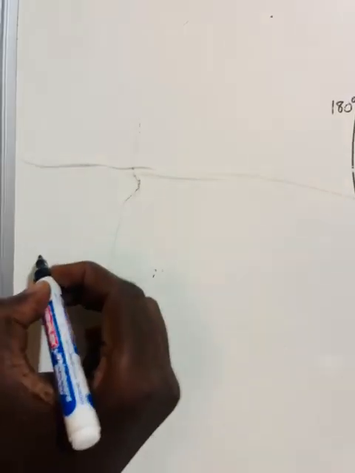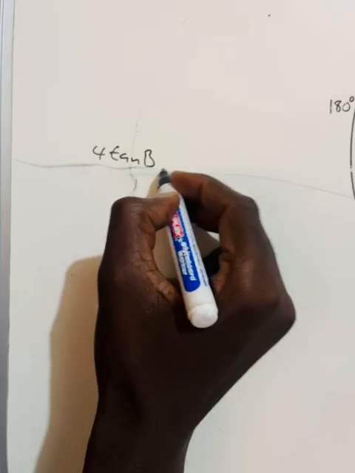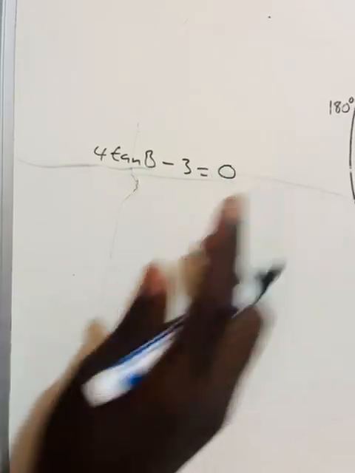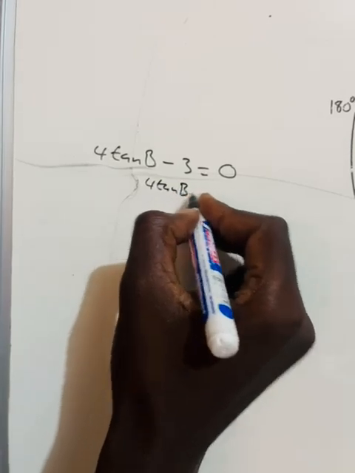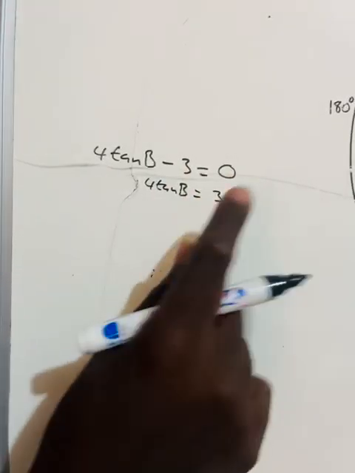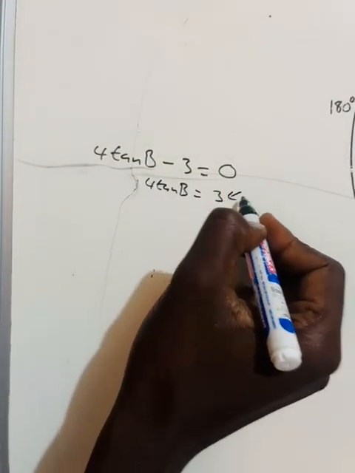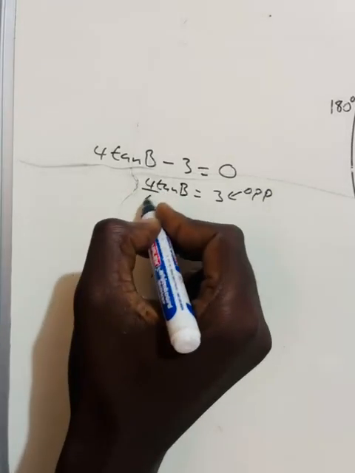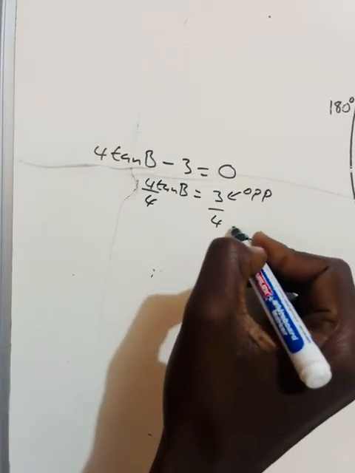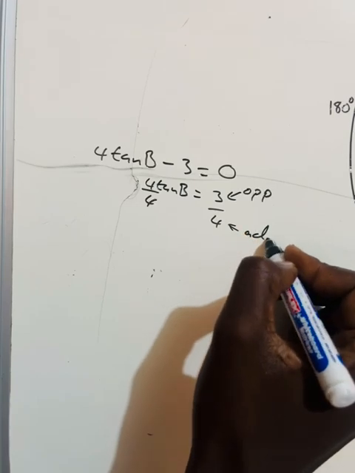So, we are told that we have 4 tan angle b minus 3 is equal to 0. We need to rearrange. So here we write 4 tan angle b is equal to, we transpose, it's now a positive 3. Remember, tan is opposite over adjacent, so our 3 is positive. Now we divide by 4, meaning this 4 is a positive adjacent.